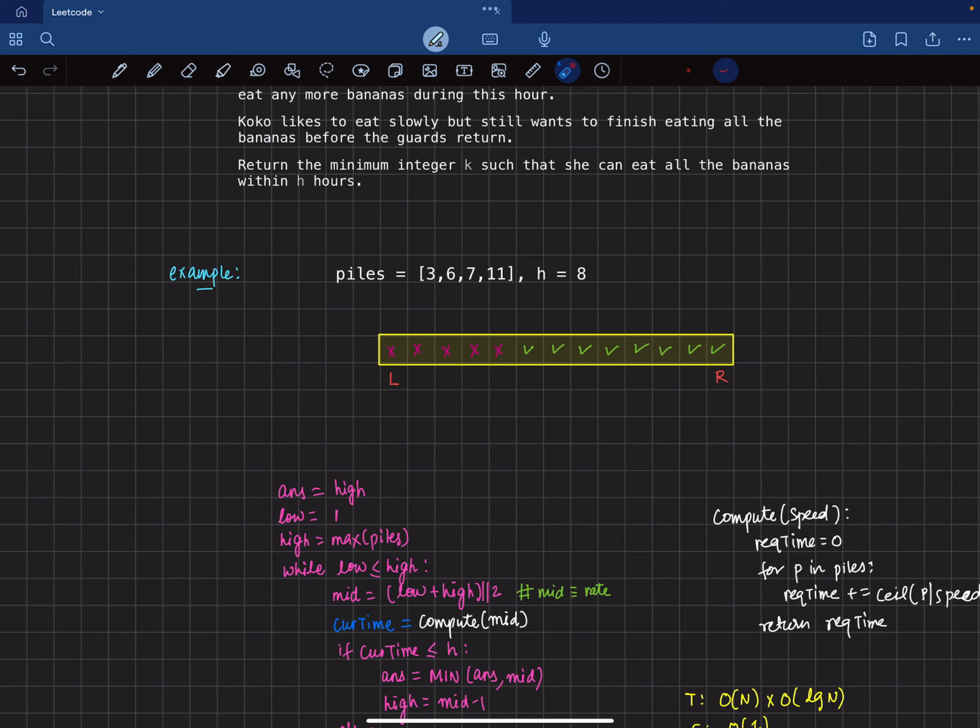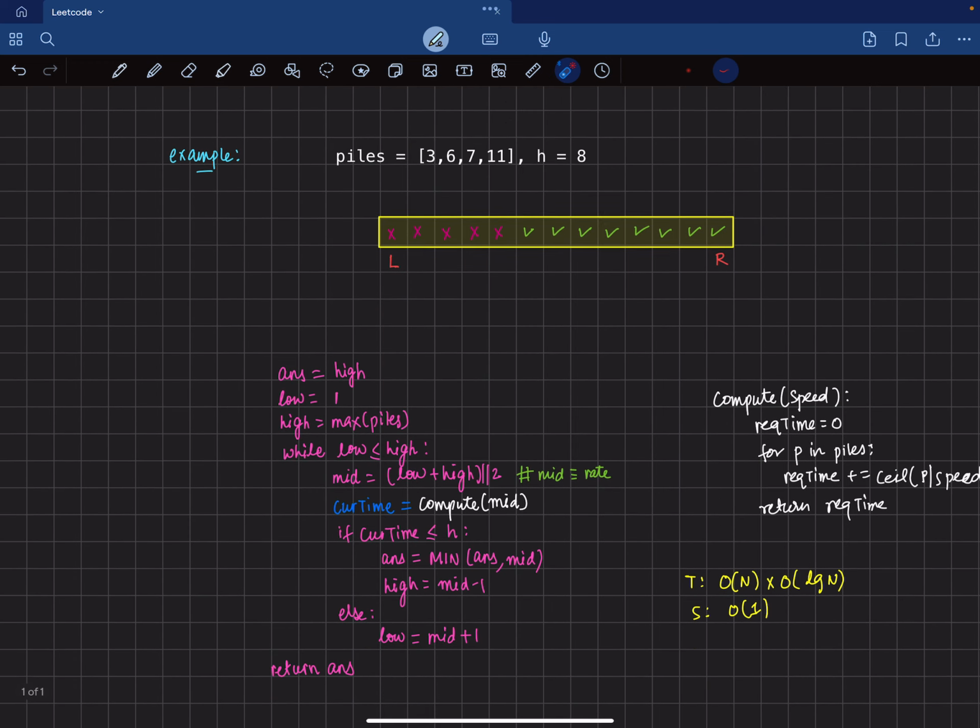But what do we have to return in this range? If her eating speed lies in this range, which value should we return? Should we return this value, or some other arbitrary value? Our objective is to return an eating speed such that she consumes all those bananas within H hours, but her eating speed should be minimum, which will be this one, correct? Not this one, but this one, because we have to return the minimum.